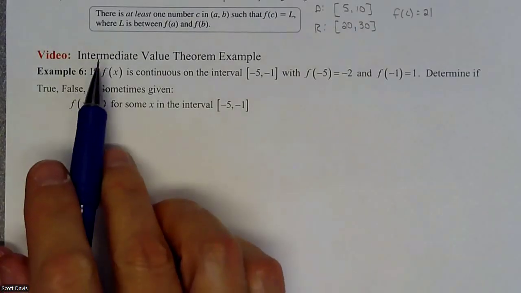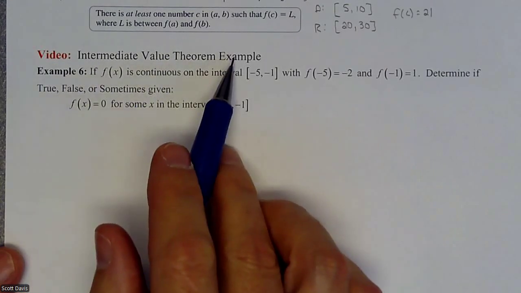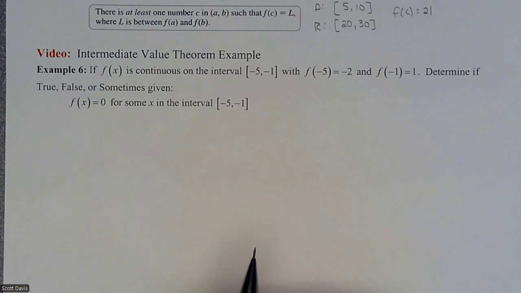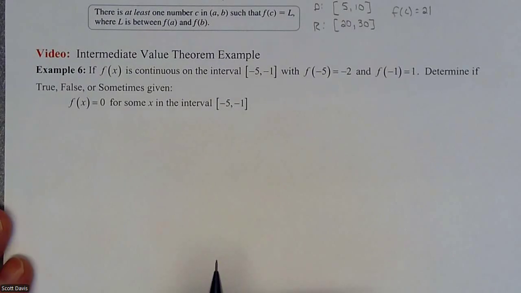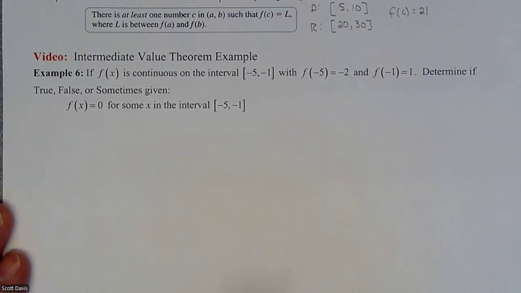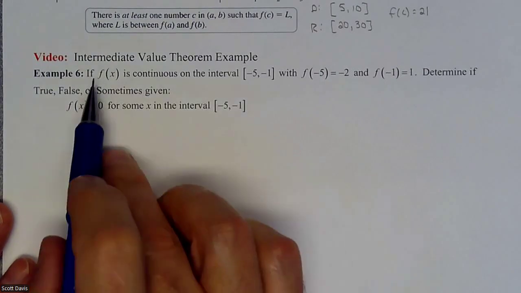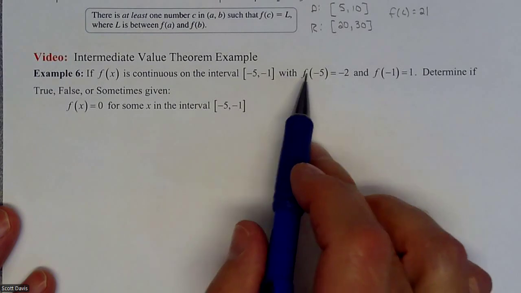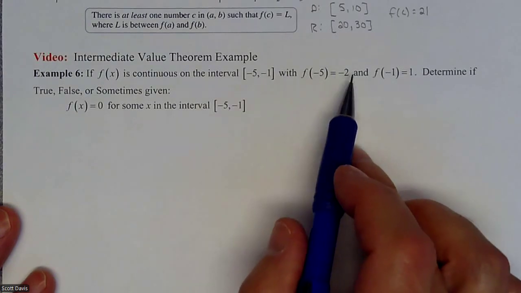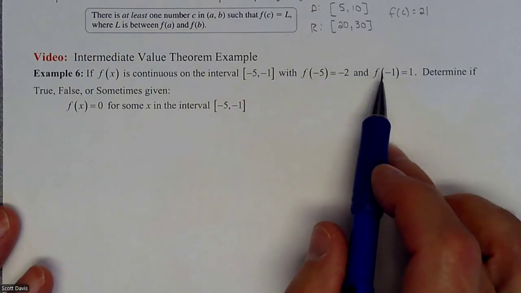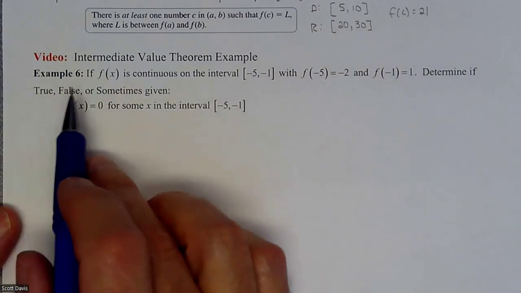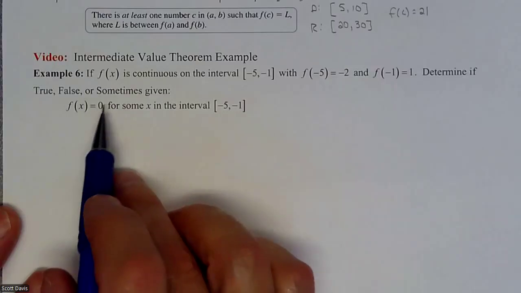In this example, we're going to be talking about an intermediate value theorem example. So we're going to go through this problem, do a visual to it, and try to make sense of something. And there's one key word that's really going to make a difference on whether we can answer this or not. So it says, if f of x is continuous on the interval between -5 and 1, with f of -5 equals -2, and at the other end of the interval, f of -1 equals 1, determine if it's true, false, or sometimes this situation.